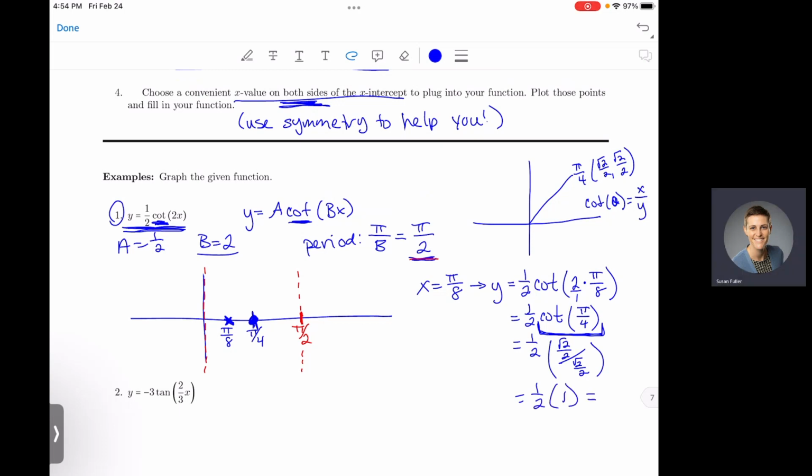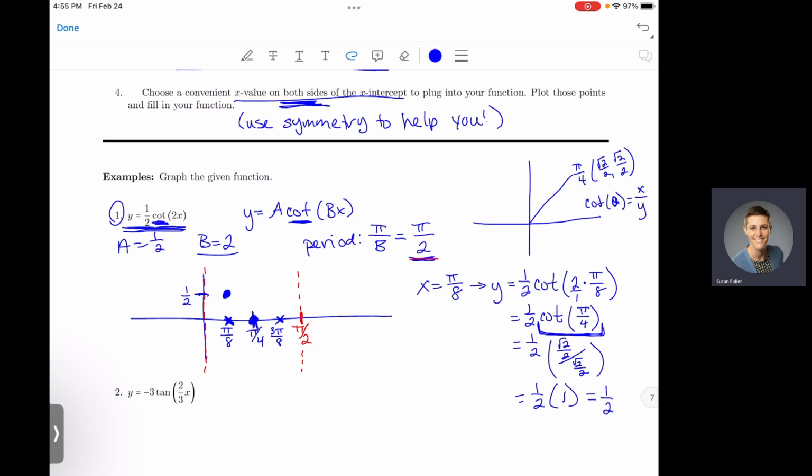So when x equals pi over 8, y is 1/2. Sorry, I'm struggling with saying one thing and writing another. So I'm going to go to my graph. I know that we have a 1/2 y value when x equals pi over 8. And we can use symmetry then, because we want an x value on the other side as well. On the other side, halfway between pi over 4 and pi over 2, this is 3 pi over 8.